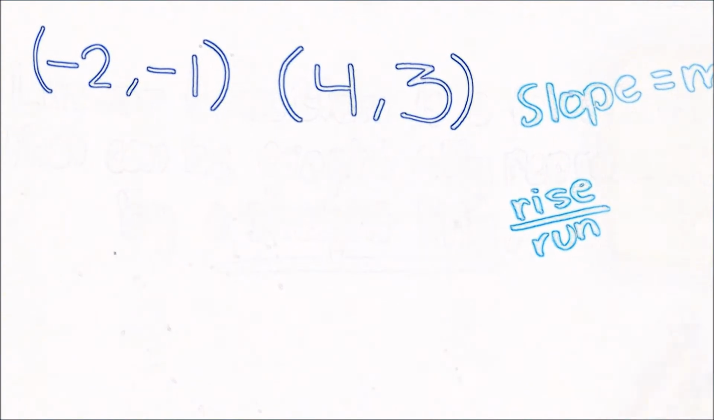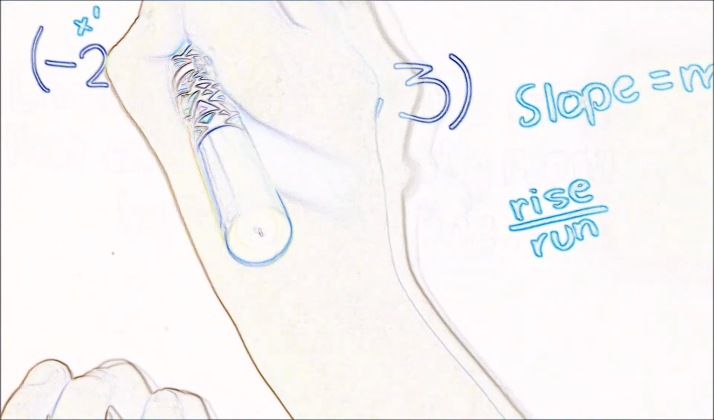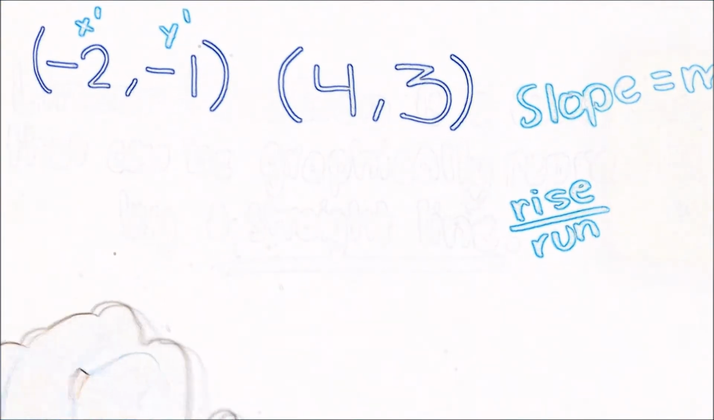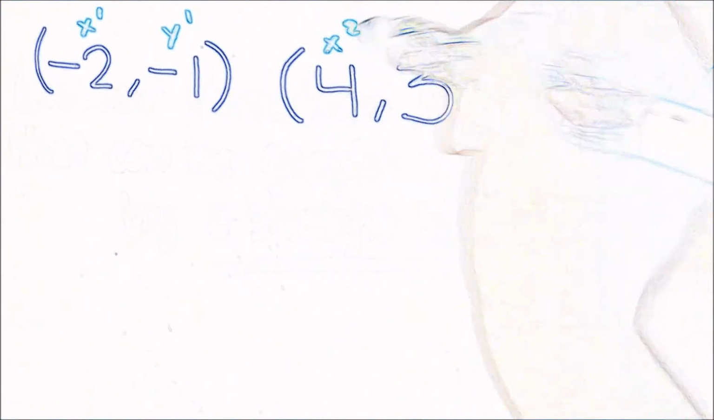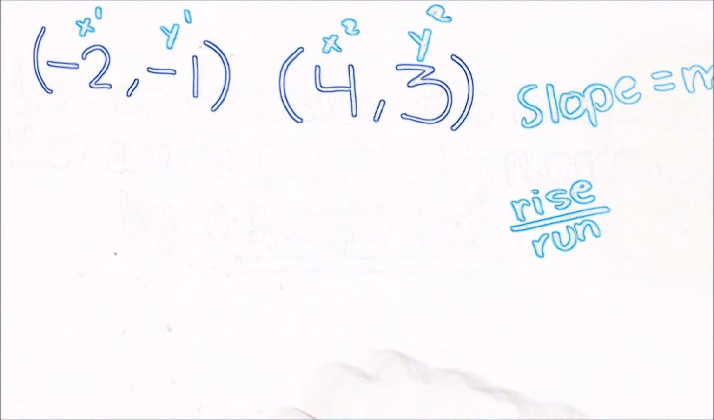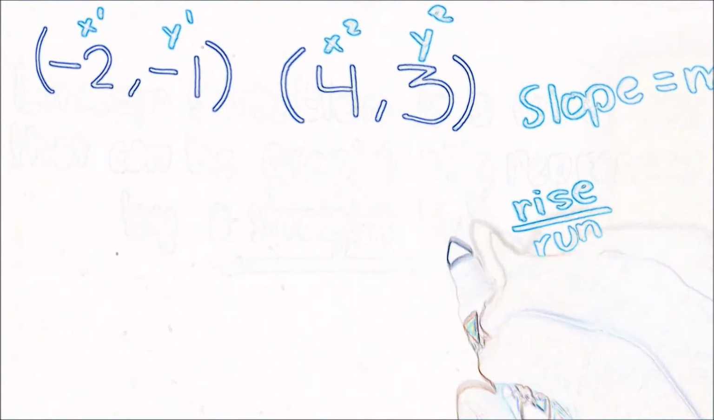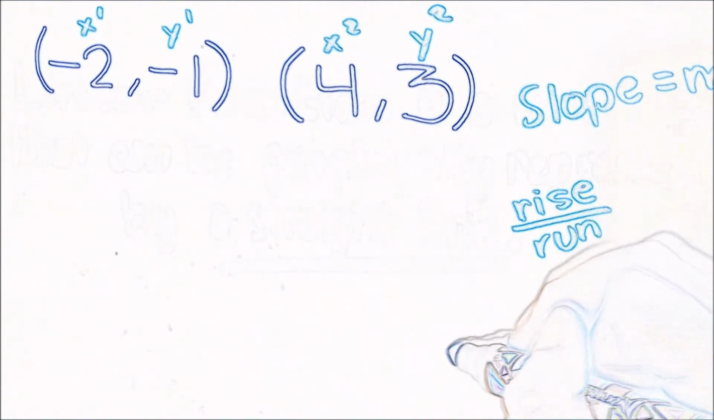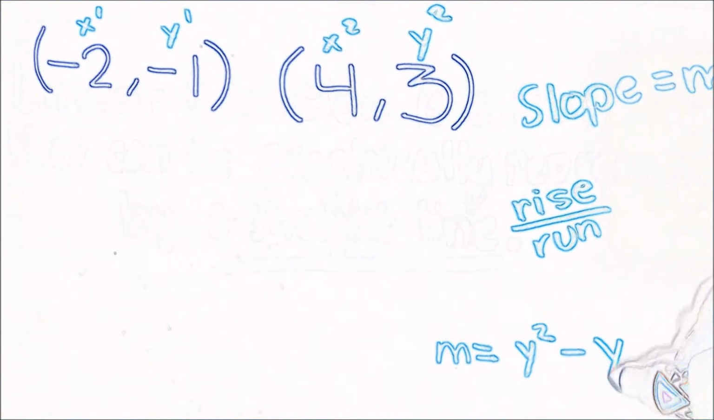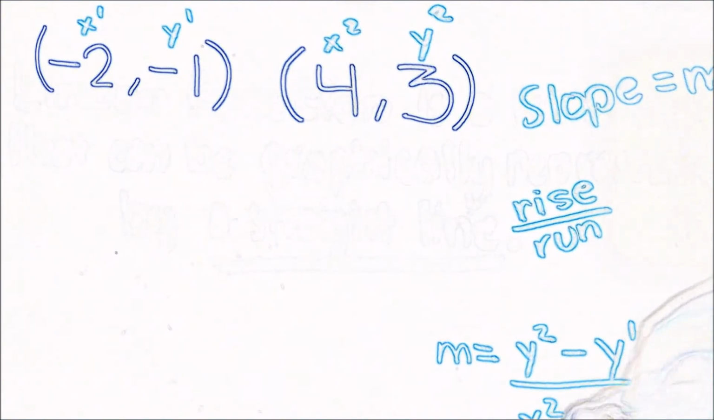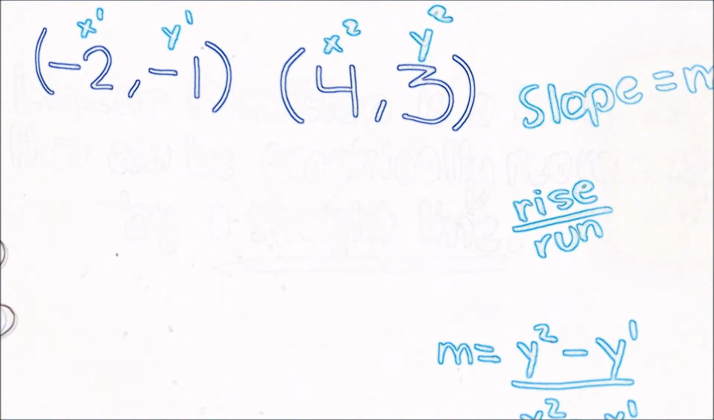x1 and y1 represents the first point here. So this one is x1 and y1, right? And these 2 points are x2 and y2. We need both points in order to get the slope. The formula to get the slope is simply m equals y2 minus y1 over x2 minus x1.